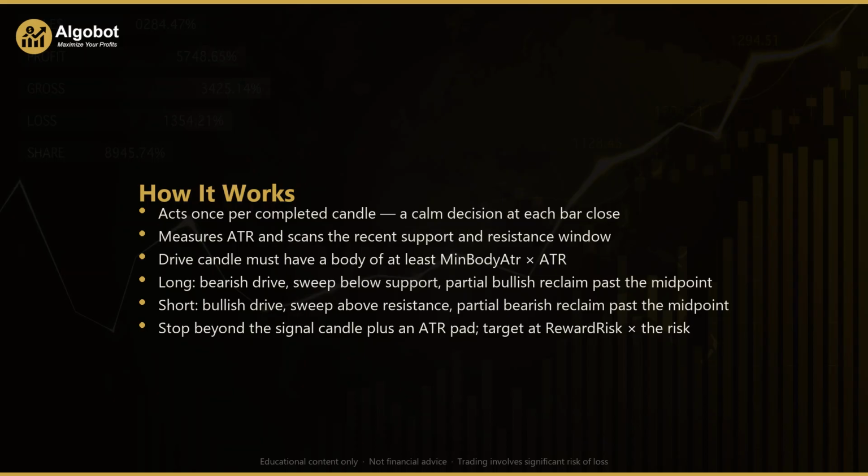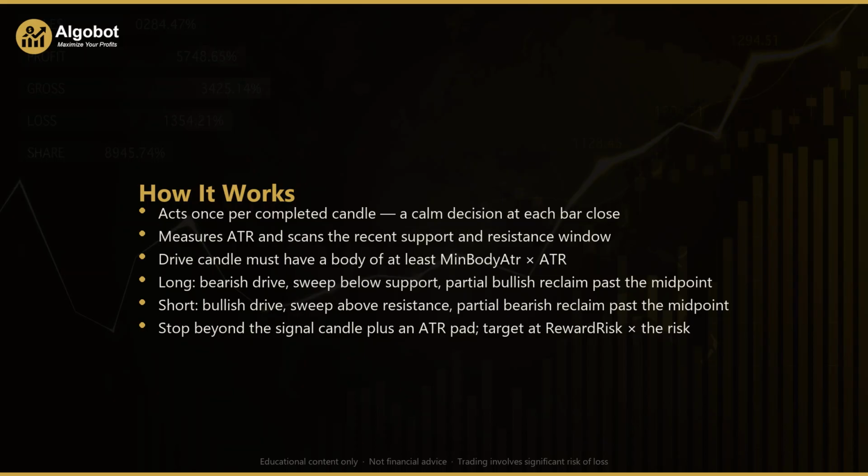For a long setup, the strategy looks for four things together. The drive candle must be bearish. The signal candle's low must dip below the recent support level. That's the liquidity sweep. The signal candle must then close back above the midpoint of the drive candle's body, but still below the drive candle's open, making it a partial reclaim rather than a full engulf. And the signal candle itself must close bullish. When all of these line up, the EA places a buy order at the market on the next bar's open.